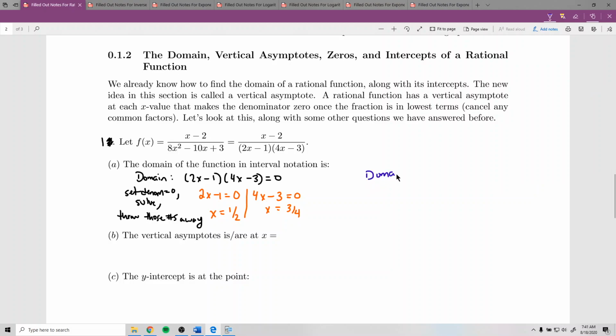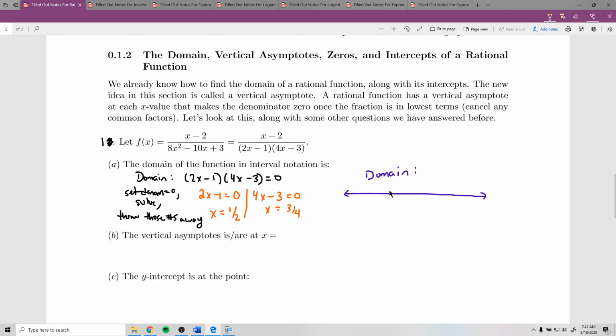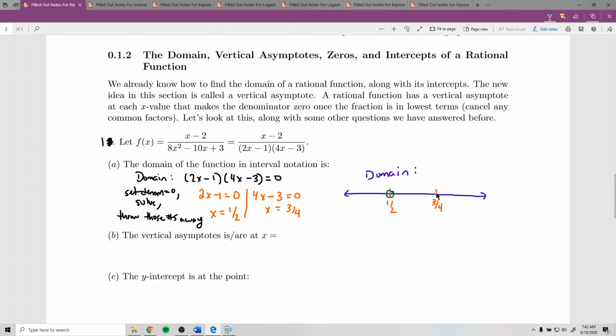And so remember, the way to make the domain for this, you make a number line. You mark off your two numbers here. 1/2 is smaller than 3/4, so mark them off in that order. Since we're not including them, they get open circles. But we're including everything else. So everything to the left of 1/2, everything between 1/2 and 3/4, and everything to the right of 3/4.